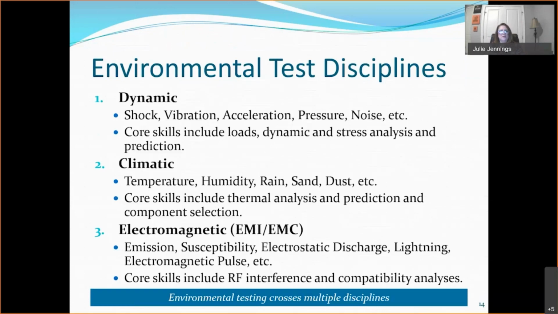IEST doesn't really delve too much into the EMI, EMC side of the world. There are a couple of organizations like IEST out there that do EMI, and you can see them if you're wanting some more in-depth, detailed information on that.